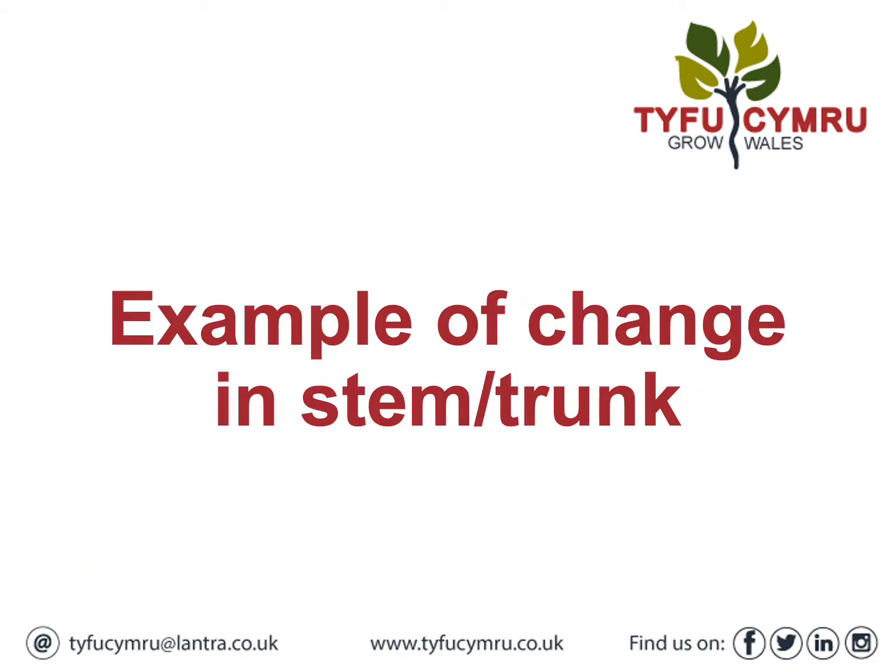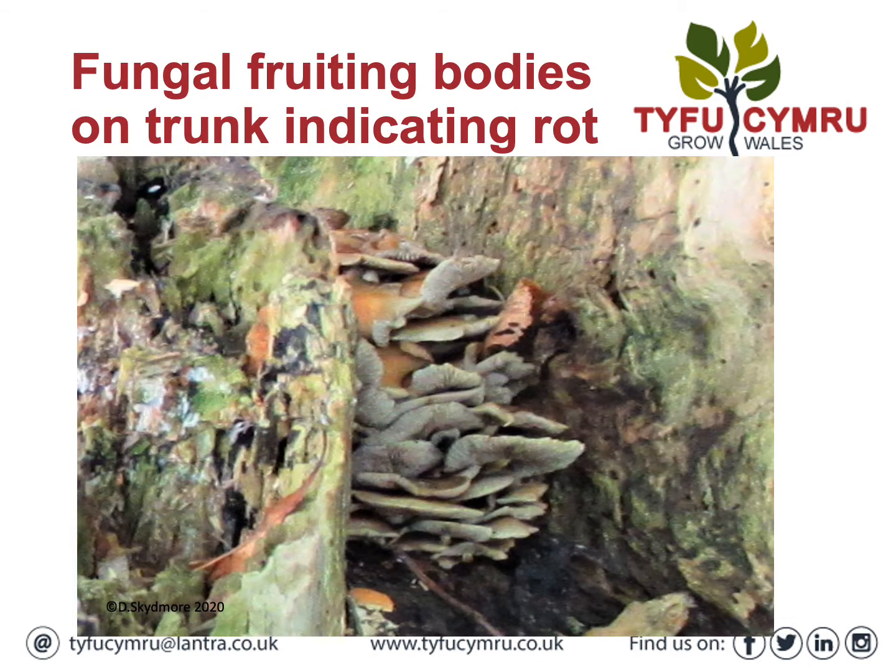Examples of changes in stems or trunks. So here's an obvious example where you can actually see the fungus. These are the fruiting bodies of the fungus, and that will indicate rot occurring in the tree. Sometimes these occur where the tree is already dead and live on the dead wood. In many cases it's not the cause of the rot, but it's a symptom that the rot is there.